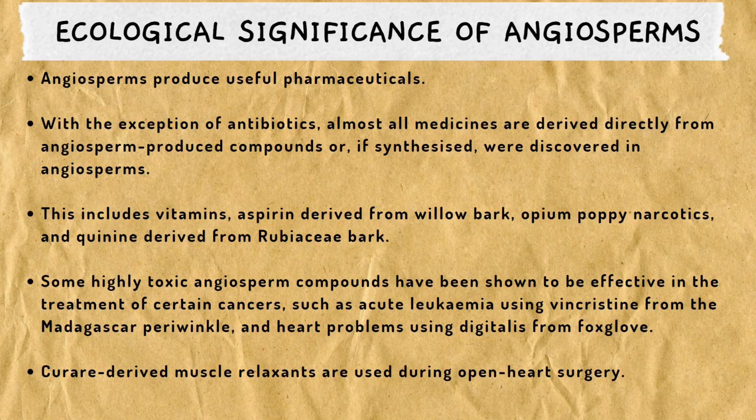Some highly toxic angiosperm compounds have been shown to be effective in the treatment of certain cancers, such as acute leukemia using vincristine from the Madagascar periwinkle, and heart problems using digitalis from foxglove. Curare-derived muscle relaxants are used during open heart surgery.